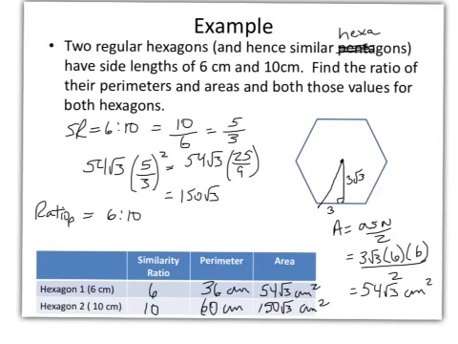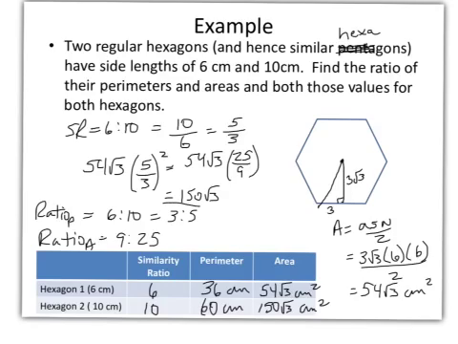Ratio of the perimeters. But the ratio of the areas was actually, which could be 3 to 5, would be 9 to 25. Okay? So, I hope that makes sense to everybody. There's a couple different ways of expressing it.